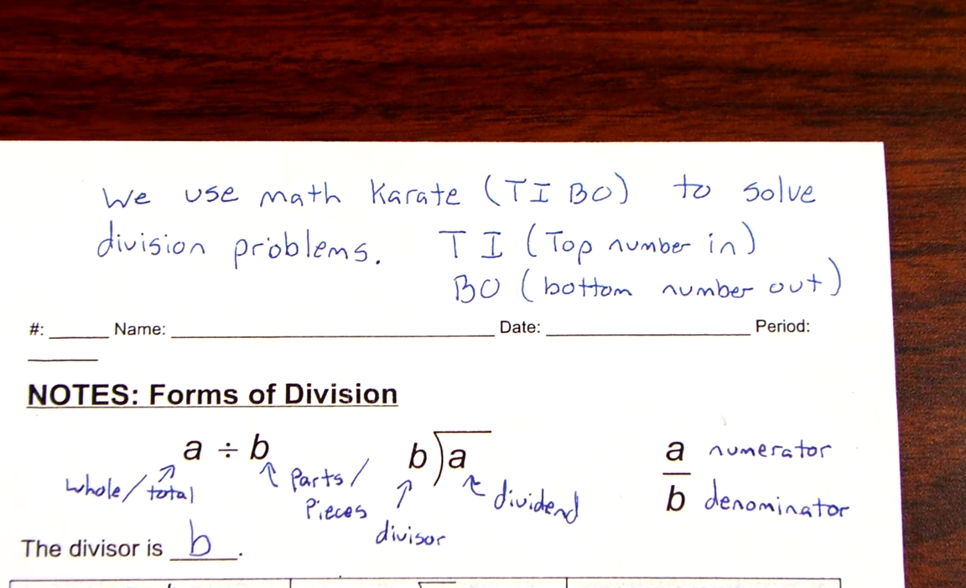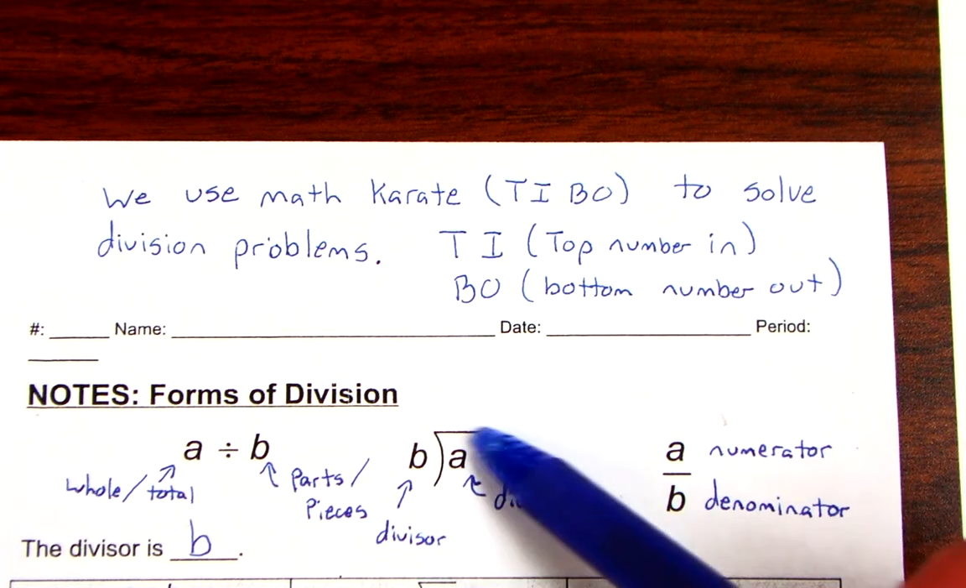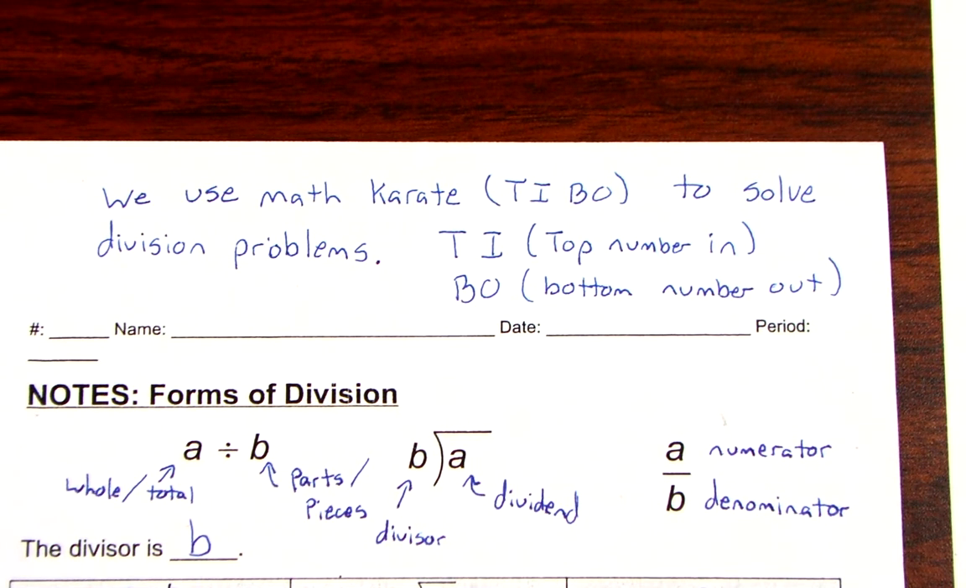Alright, so the forms of division. The first one you'll see is with the division sign right in the middle. The other part is where you show the little bracket for dividing. And the third way you're going to see division is through a fraction.